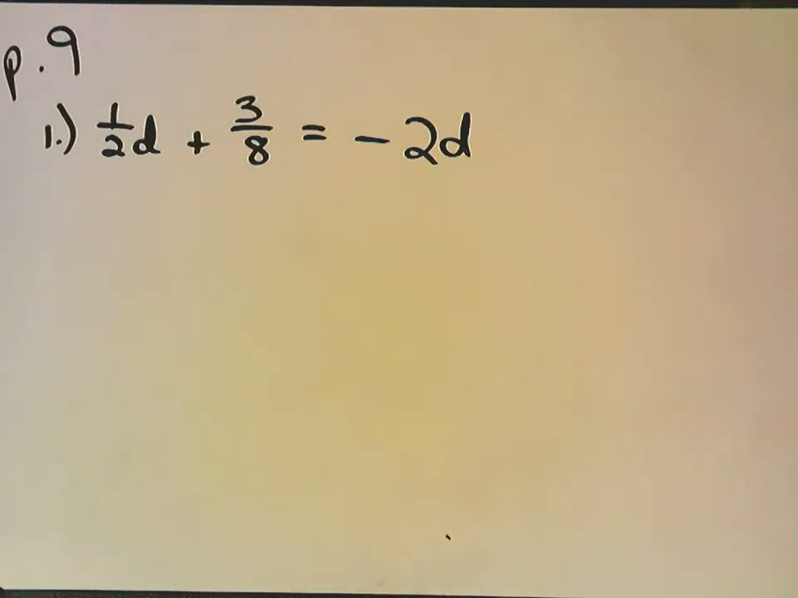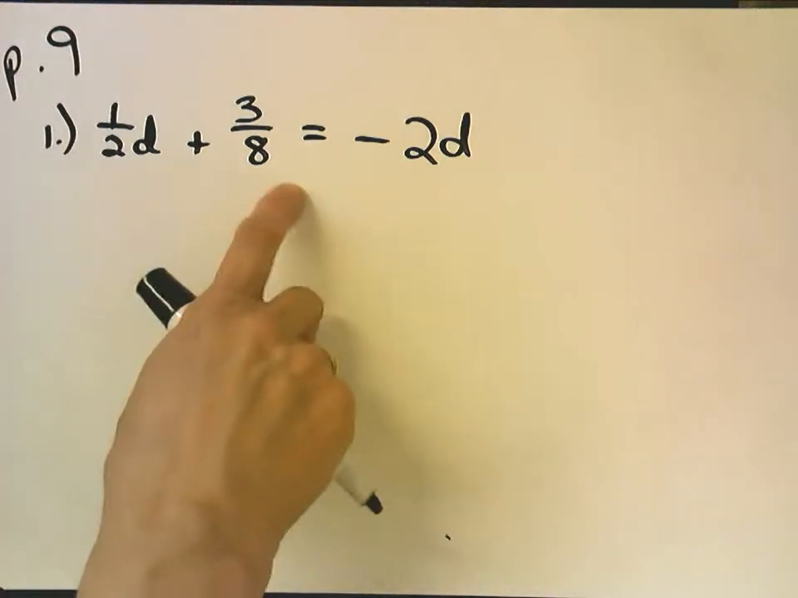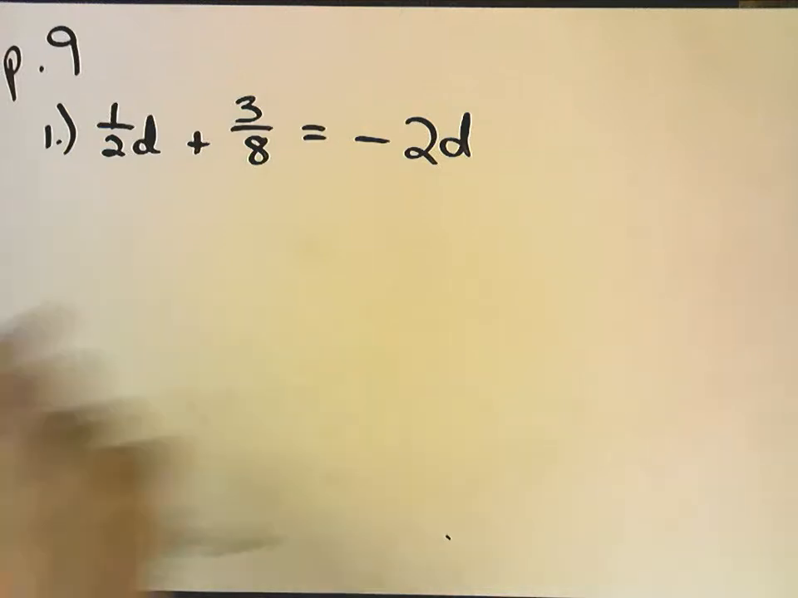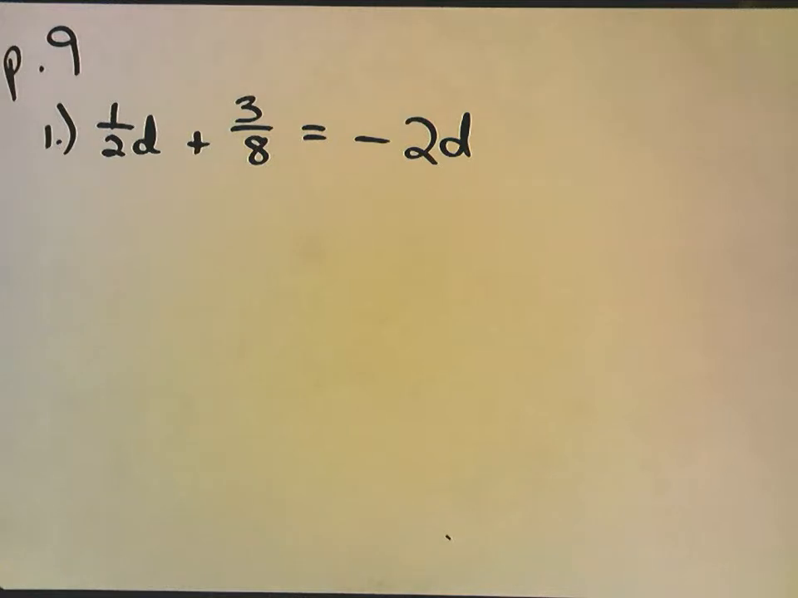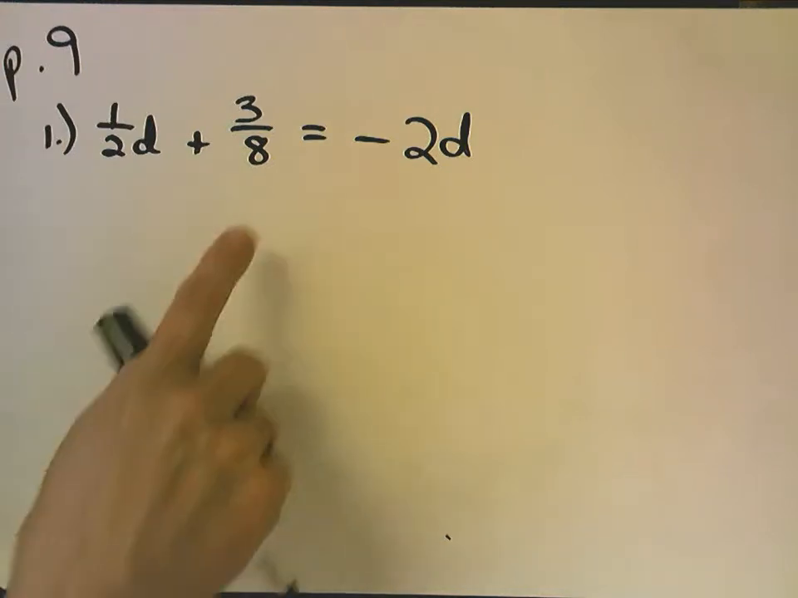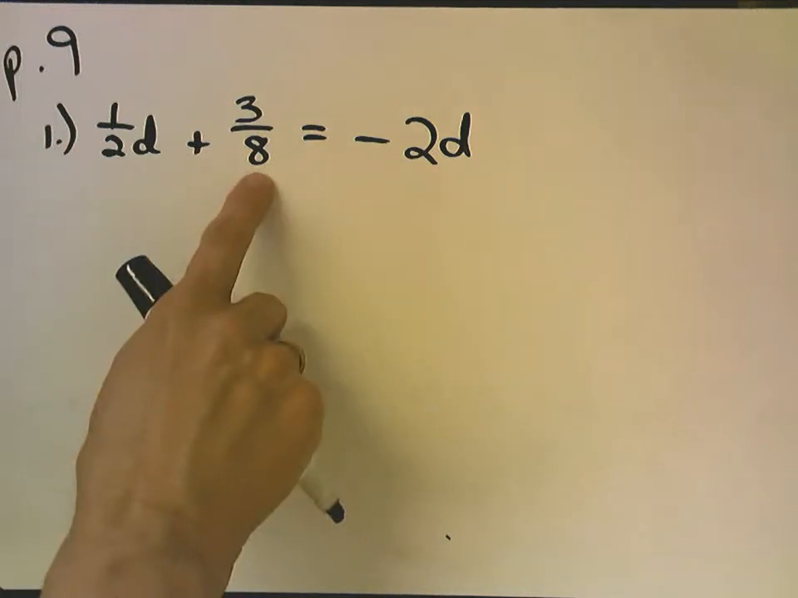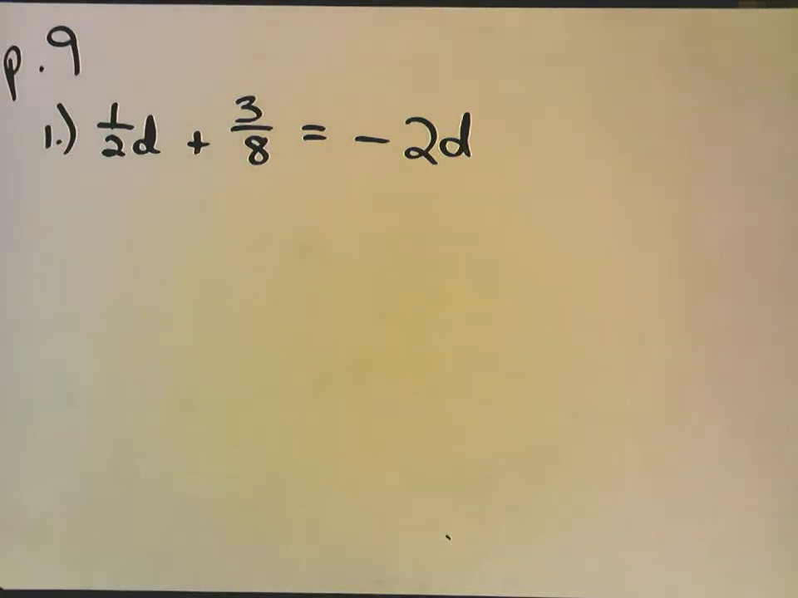On page 9, we are going to learn how to clear an equation of fractions. Now, you can deal with the fractions, but I find that doing that, people make a lot of mistakes. Plus, learning how to clear an equation of fractions is a skill you're going to need for chapter 4 and 5. So the way we clear an equation of fractions is we find the least common denominator, and we multiply every single term by that common denominator.